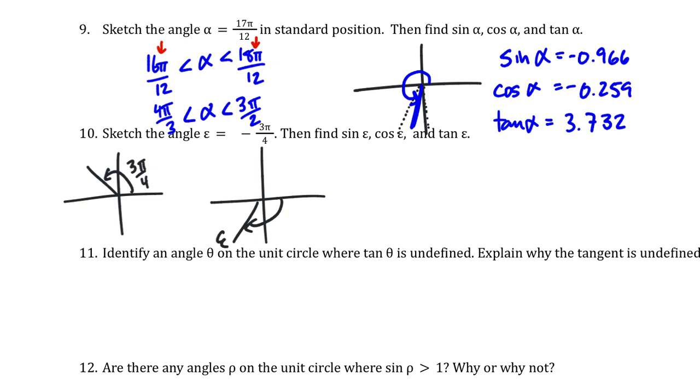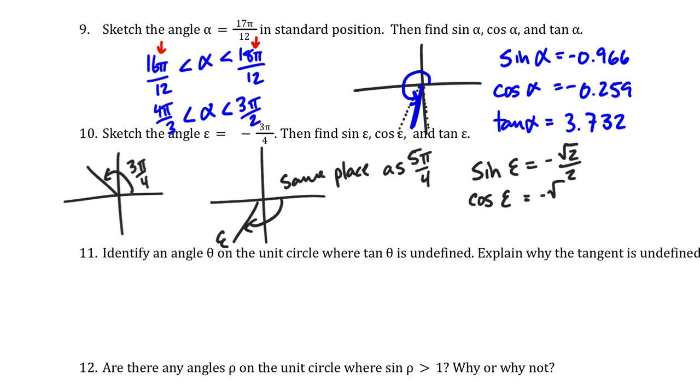This is actually the same place on the unit circle as 5 pi over 4. So really what I'm asking you about is the sine, the cosine, and tangent of 5 pi over 4. So the sine of epsilon is equal to negative root 2 over 2. The cosine of epsilon is equal to negative root 2 over 2. And the tangent of epsilon is equal to 1, because it's sine over cosine, same over same.